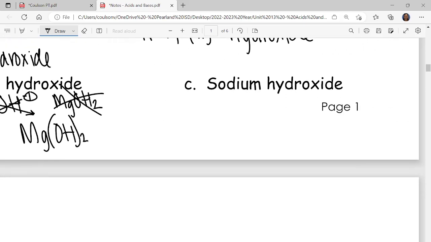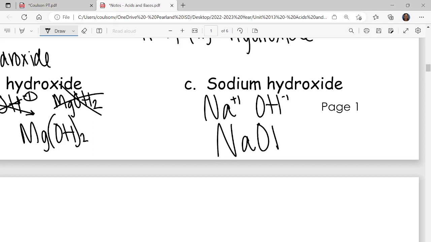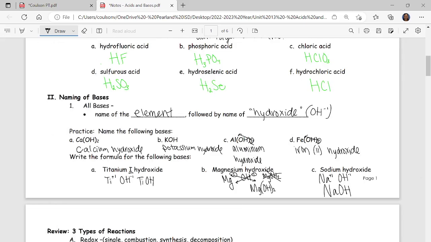And then sodium hydroxide. Sodium has what charge? +1, and hydroxide is -1. So when I crisscross it, it is NaOH. Do I need parentheses? No. Perfect.